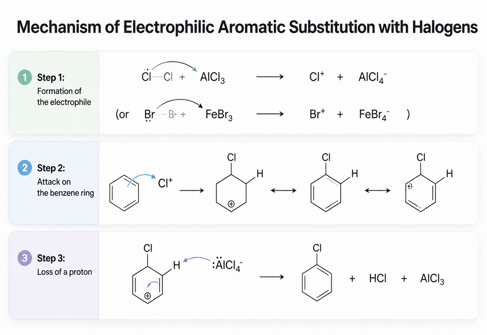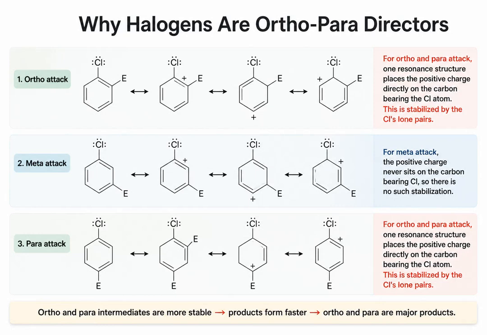This intermediate is stabilized by resonance, with the positive charge distributed across 3 positions on the ring. Finally, a hydrogen is removed from the carbon that attacked the electrophile, restoring the aromatic ring and releasing HCl as a byproduct. This 3-step process is typical for all electrophilic aromatic substitutions. The reason halogens direct ortho and para is rooted in resonance stabilization of the intermediate carbocation.